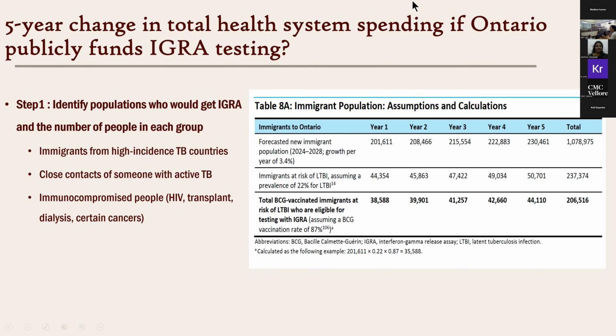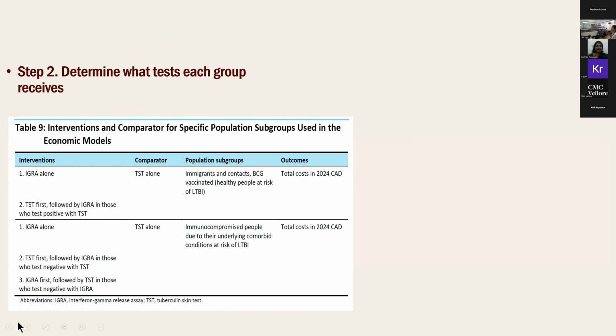So they've done this for each step. So close contacts, immunocompromised, all of that. Next, to determine what tests each group is going to receive. So are you going to do only IGRA? Are you going to do TST followed by IGRA? So that's for immigrants and contacts of TB. But for those who are immunocompromised, they also looked at TST first followed by IGRA, or IGRA first followed by TST. So the pathway that you're going to do also needs to be looked at.